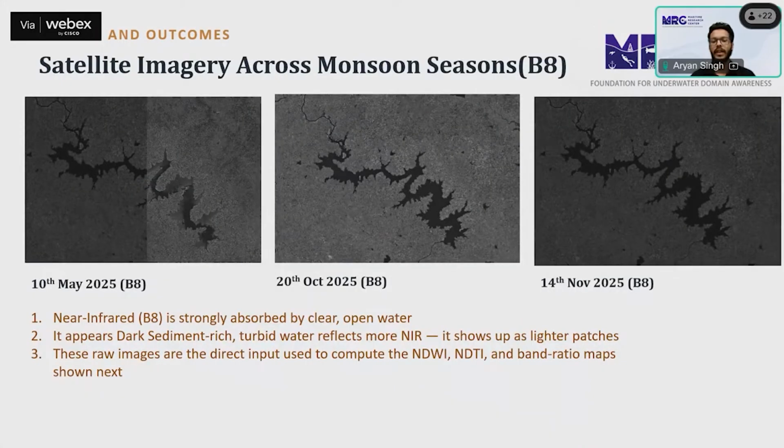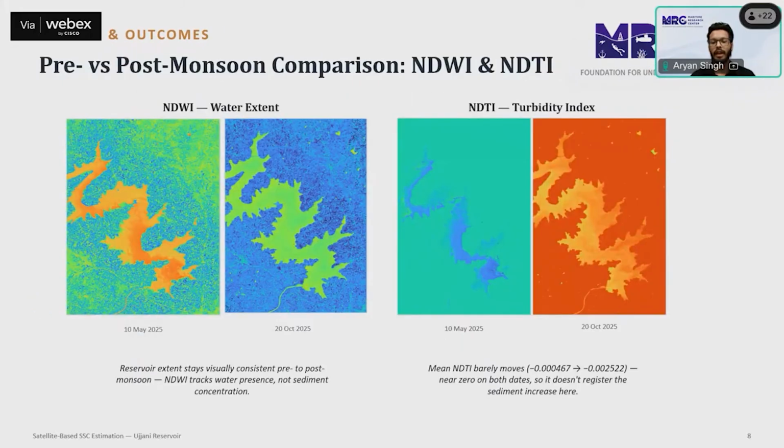So here are the actual Sentinel-2 images which I extracted from the near infrared band across the three dates. Water absorbs near infrared strongly, so clear water looks dark, which can be seen in the image. And sediment-rich water reflects a bit more, so it looks lighter. So these are the raw images which I used to calculate the spectral band ratios. And these are my actual results.